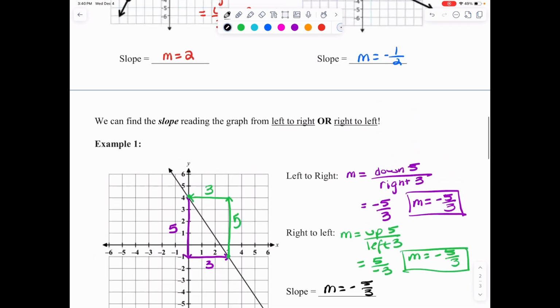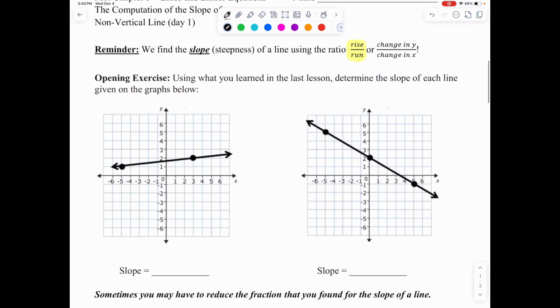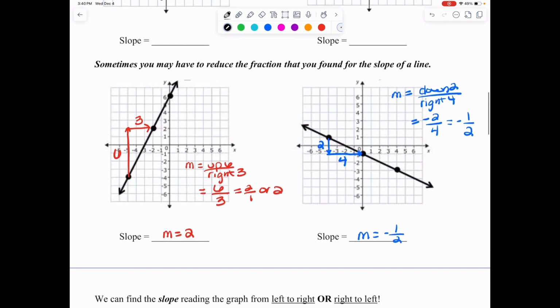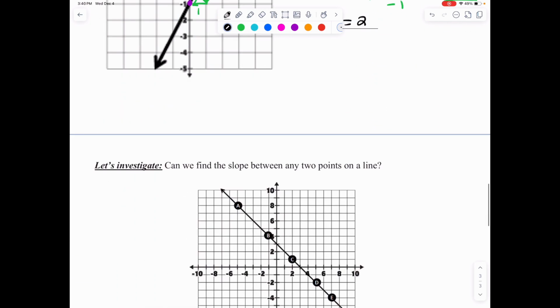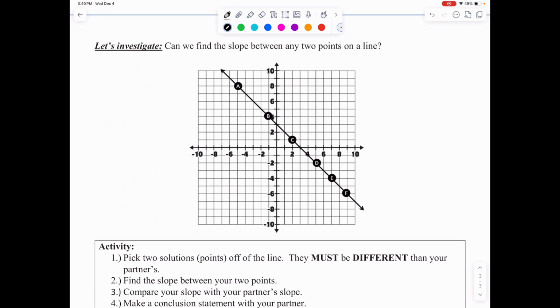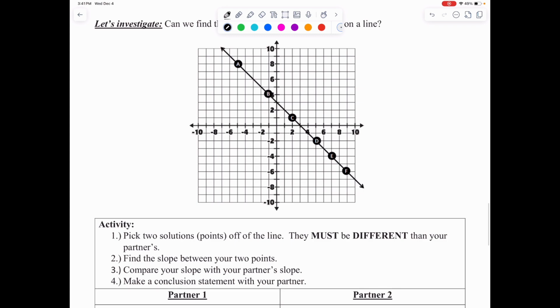So again, let me recap. You reviewed what you had done the lesson before. I talked to you about the fact that if the points are further spread out, you might have to reduce the fraction. And now we know you don't have to stress about whether to go from left to right or right to left. You get the same answer either way. So the final thing I want to address with slope, and I get this question a lot too, is can we find the slope between any 2 points on a line? Students get very nervous that they're not picking the right points. So we're going to investigate this as the conclusion to our lesson.